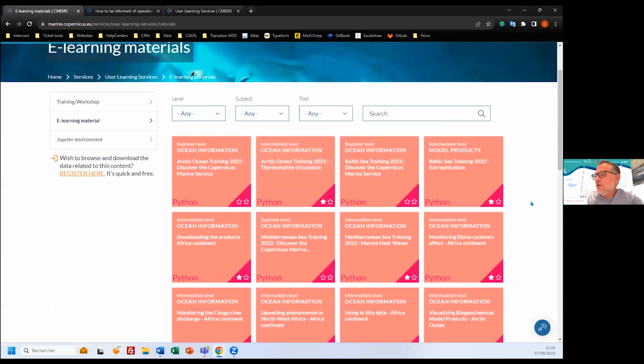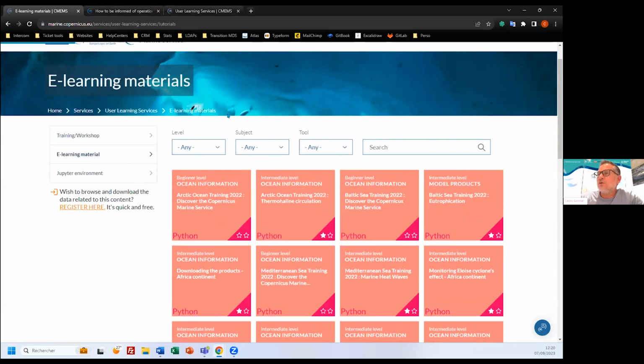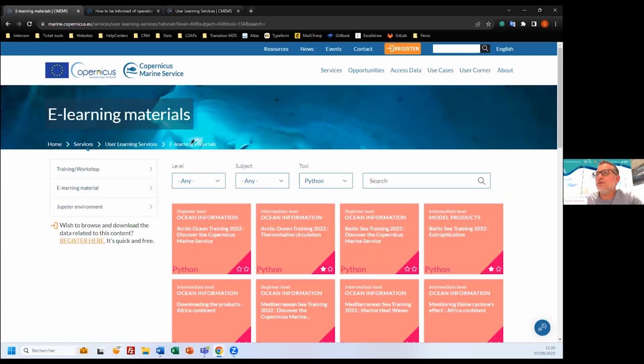In this one, you can find 100 resources, more or less, with the notebooks, Python scripts, etc. You can sort on the level, subject, tool here. For example, I went Python, and you will reach different resources depending on the level. And so these resources are useful to train, in fact, on the Copernicus Marine Service. So the resources shared during the training are posted in this section. Sorry. I come back to the user corner.